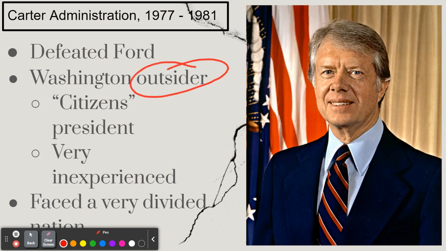This is what people called Donald Trump before he was elected as well. The idea is that he wasn't in politics. He had been a governor just once. He wasn't in politics. It's like he wasn't corrupted by the system. He's very much a citizen's president. He's kind of a person like the average man. The issue is he is extremely inexperienced. And we're going to see that's going to be a major problem, especially with how he handles other nations.